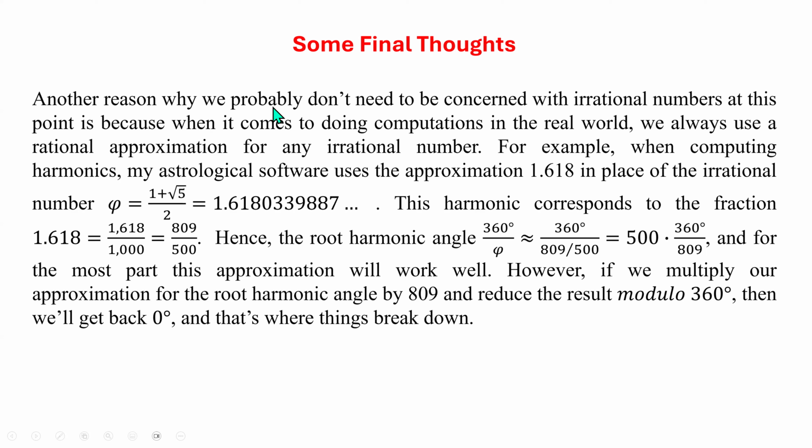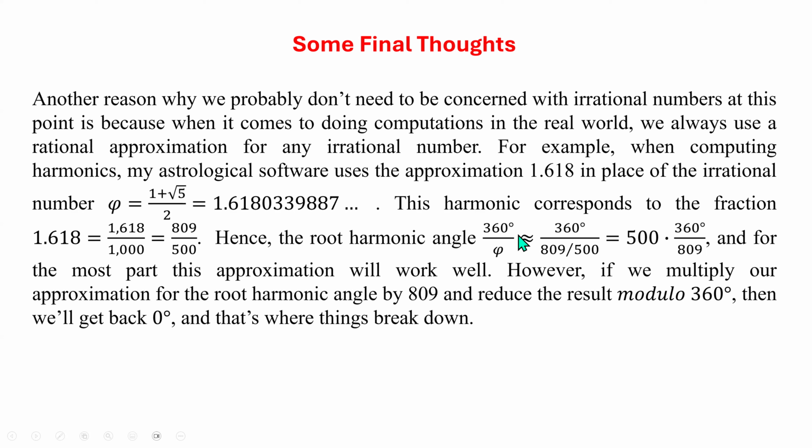Okay, and the other reason why we probably don't need to be concerned with irrational numbers at this point is because when it comes to doing computations in the real world, we always use a rational approximation for any irrational number. For example, when computing harmonics, my astrological software uses the approximation 1.618 in place of the irrational number phi equal to this. And this harmonic corresponds to the fraction 1,618 over 1,000, which reduces to 809 over 500.